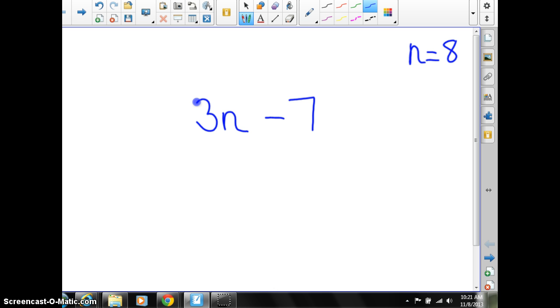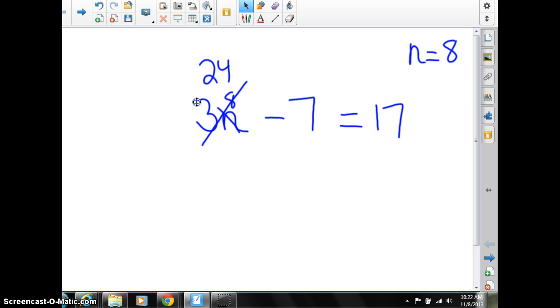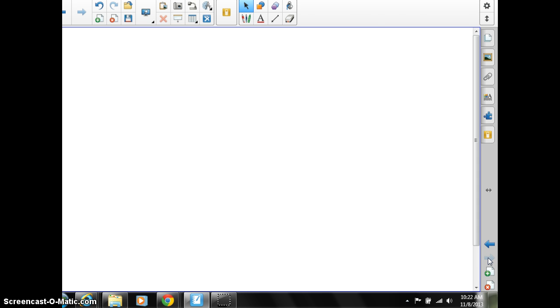Okay, so this first one we're going to do together. The very first thing we do is we take this value and we slide it in place of the n. So now that doesn't mean 38, it means 3 times 8. So what is 3 times 8? Yep, it's 24. So now we have 24 minus 7. Does anybody know that in their head? 17. We always do the part that has the variable in it first. Next week we're going to talk more about order of operations.